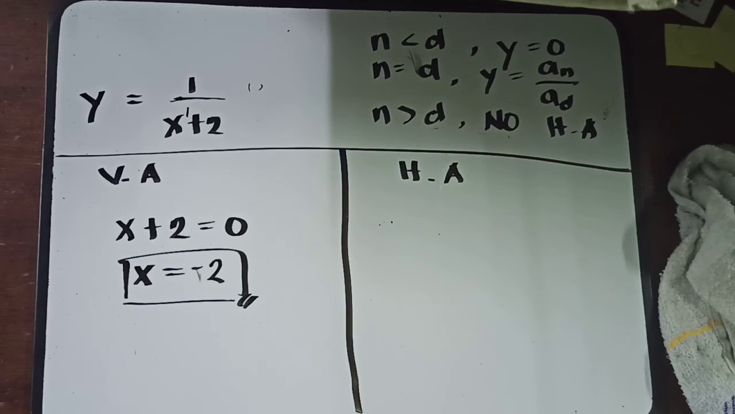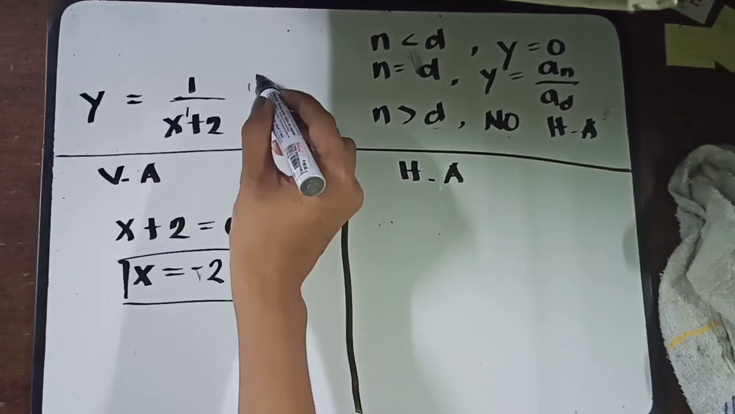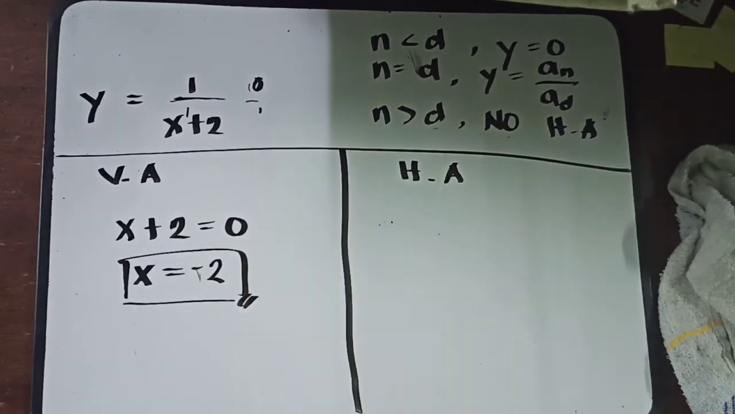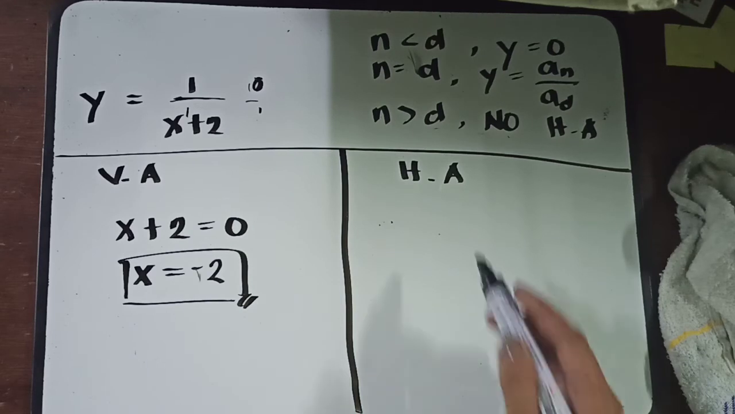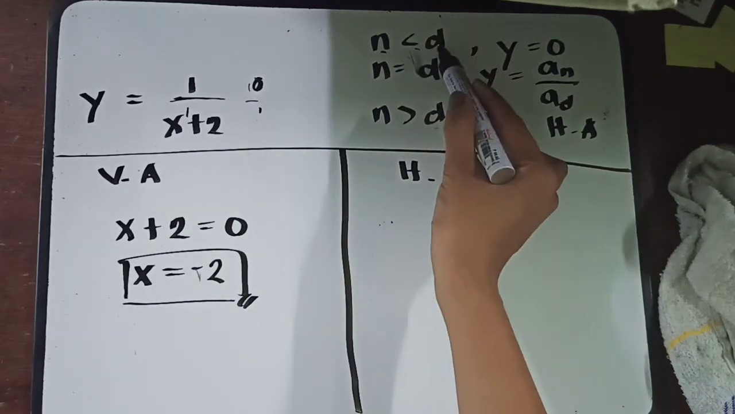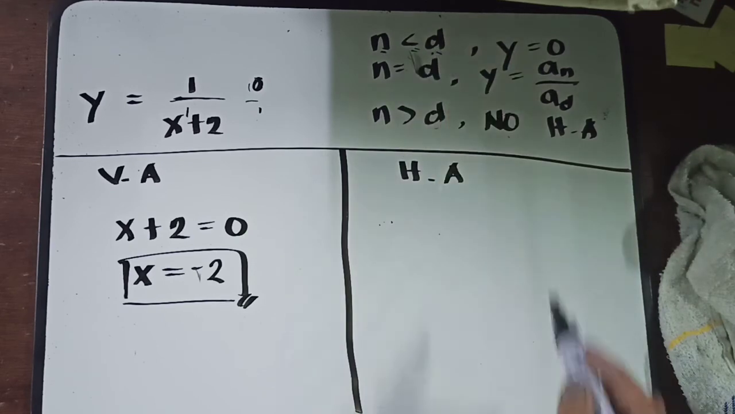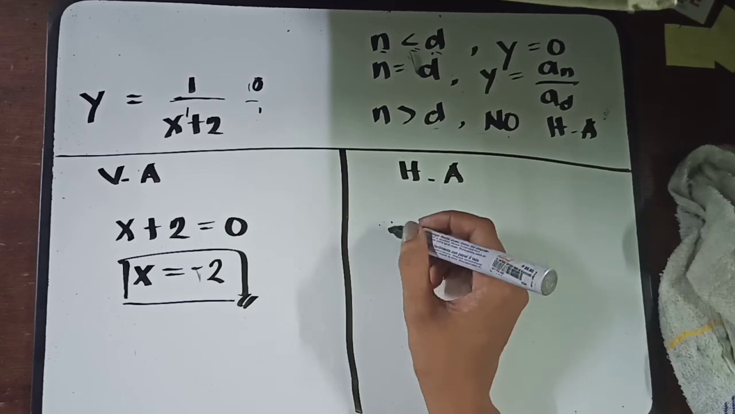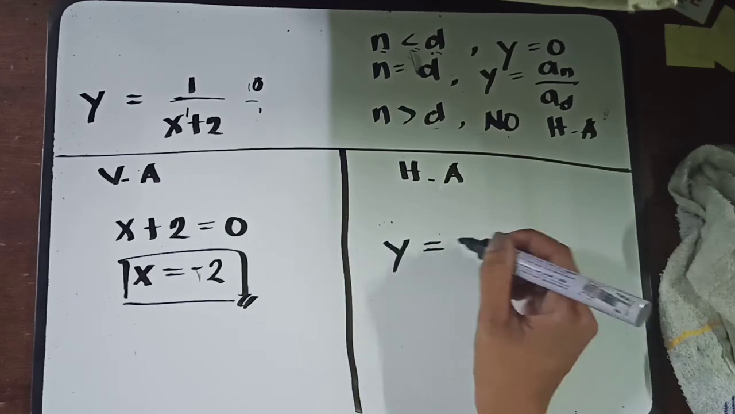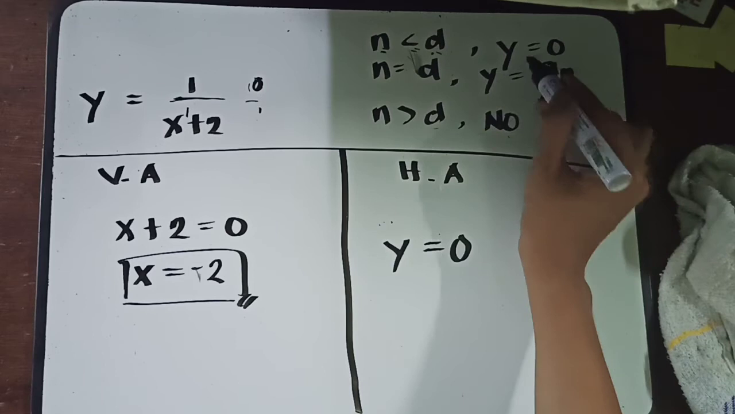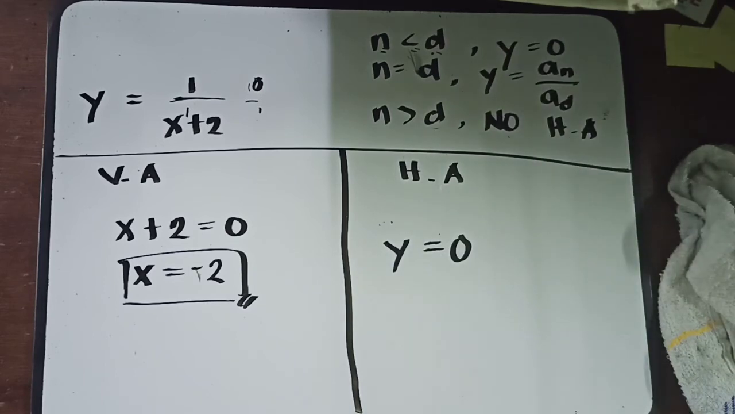So, saan nag-fall? 0 degree and first degree. So, nag-fall siya under this n is less than d. Yung degree ni numerator is less than the degree of the denominator. Again, kapag doon siya nag-fall, automatic, the horizontal asymptote natin is y is equal to 0.